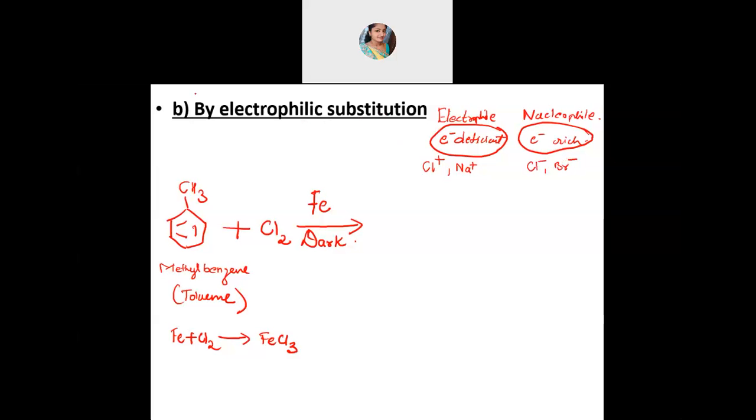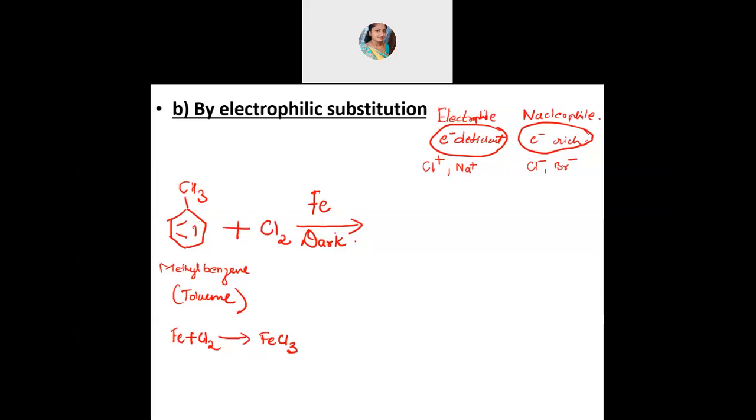To the benzene ring you have to do this. We have taken methyl benzene, that is toluene. Since we need to do addition of chlorine here, or any other halogen if you want, you can take that halogen in the presence of iron. The medium we have kept is dark, because I told you if you take sunlight, then this chlorine will go and replace the hydrogen from the methyl group. So it won't do the addition into the benzene ring. To avoid that problem, we have kept the condition in the dark.